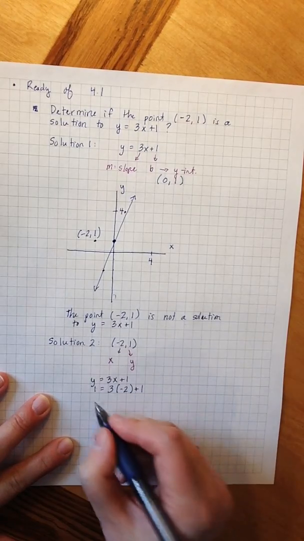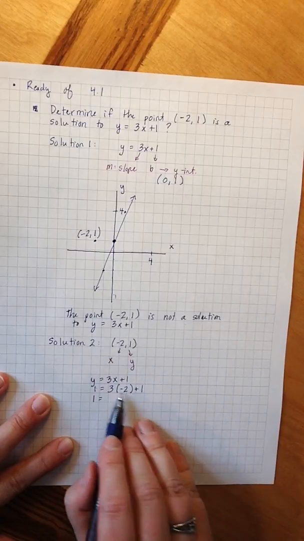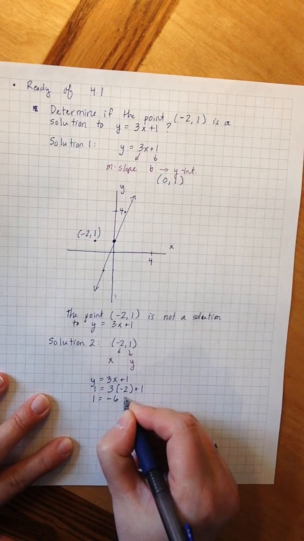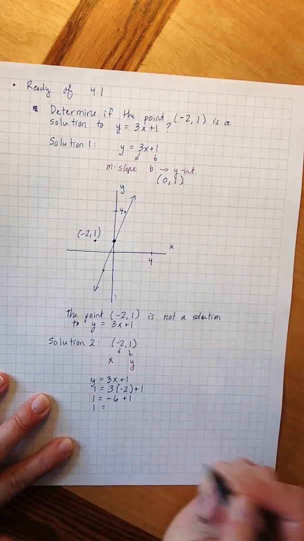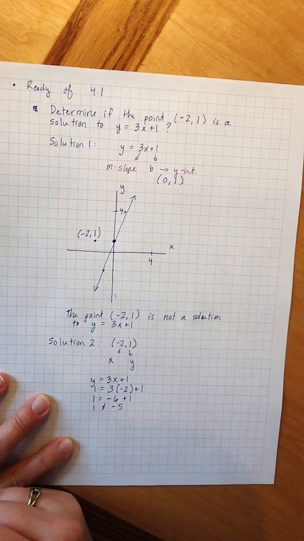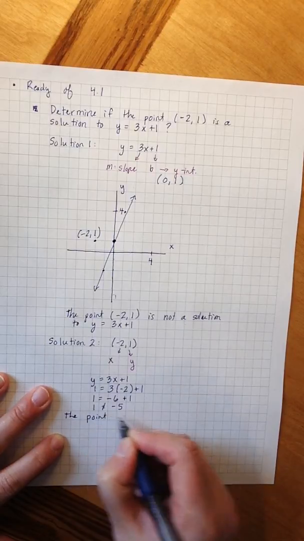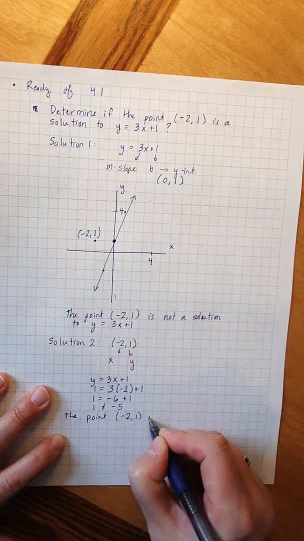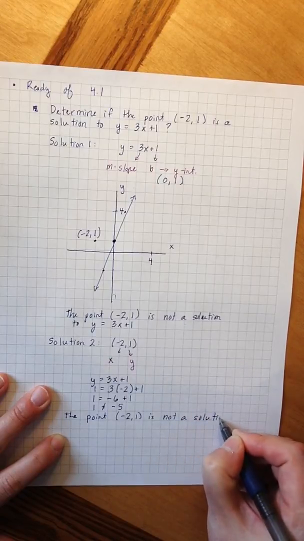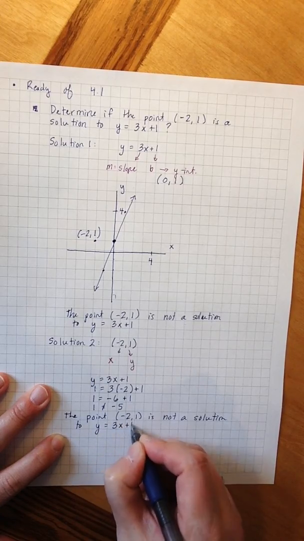And I simplify. In this case, I'm going to just work on the right-hand side since that's the side that has problems to simplify. I use my order of operations, so I get -6 plus 1 equals -5. That is not true. So again, therefore, the point -2, 1 is not a solution to y equals 3x plus 1.